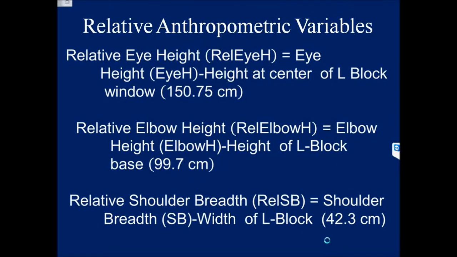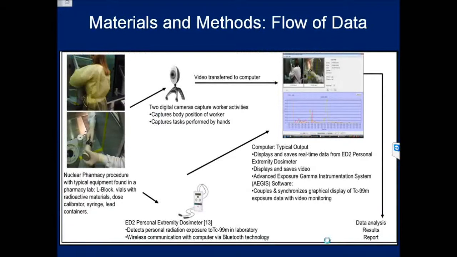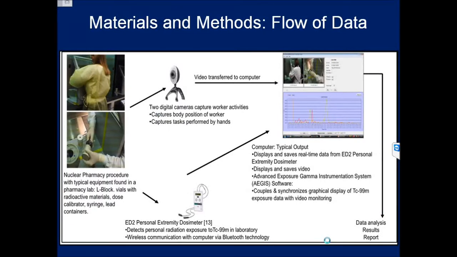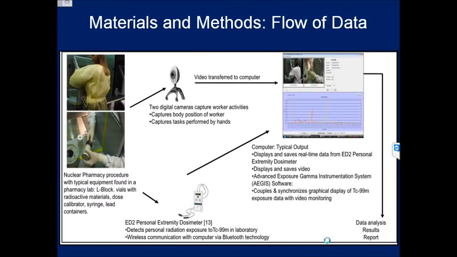So this diagram just shows the layout of how our data flowed. We had people working at the L block, and at the same time we had two cameras focused on the worker. One was set up inside and focused down on the hands, so you could see what the hands were doing. The other camera was focused off to the side, so you could see the back and neck, the angle of the neck, what positions they were in, because I was going to use that in my analysis of the ergonomics.